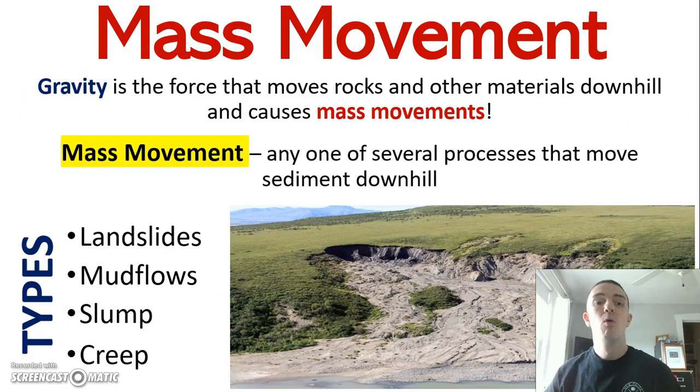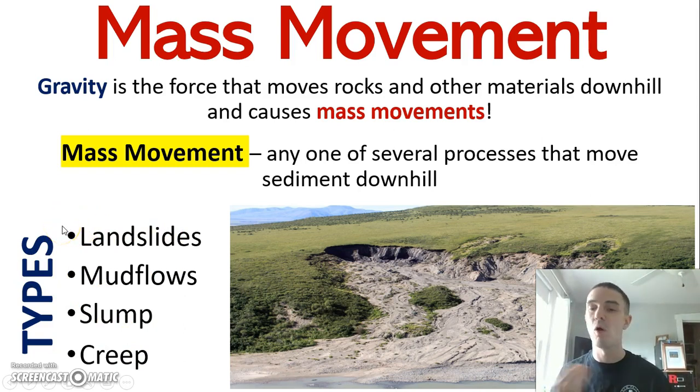So when we're talking about mass movement, we're talking about the main influence of gravity. Gravity, as you know, and you should know, is the force that moves rocks or other materials downhill and causes a mass movement. So mass movement is just the material of these rocks and particles and sediment sizes going from one location to another down a slope, due to the influence of gravity pulling it downward. When we talk about mass movement, we're really talking about the four main types.